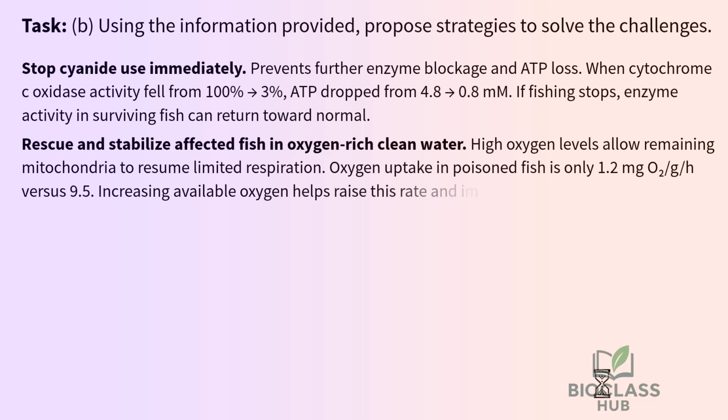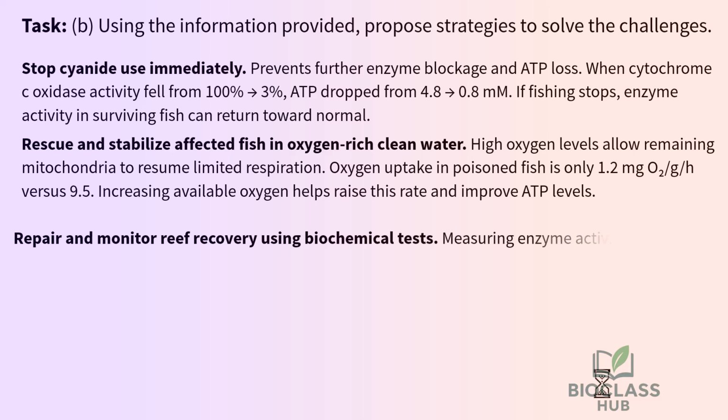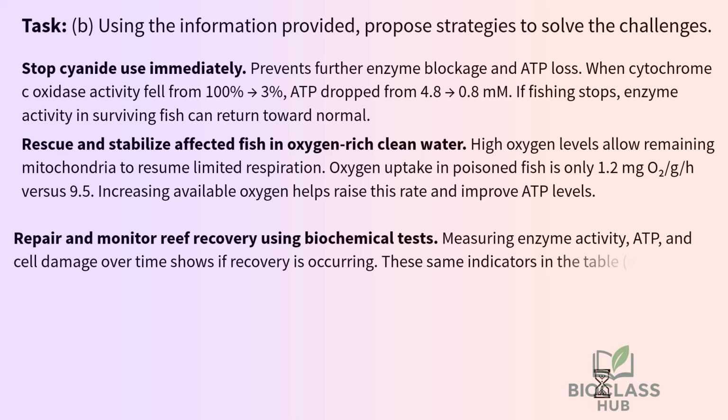Oxygen uptake in poisoned fish is only 1.2 compared with 9.5. Increasing available oxygen helps raise this rate and improve ATP levels. Repair and monitor reef recovery using biochemical tests. Measuring enzyme activity, ATP, and cell damage over time shows if recovery is occurring.